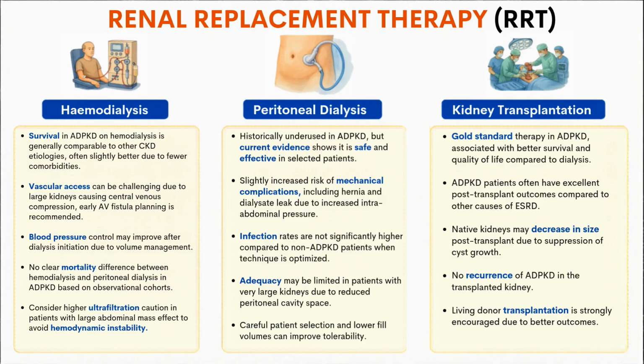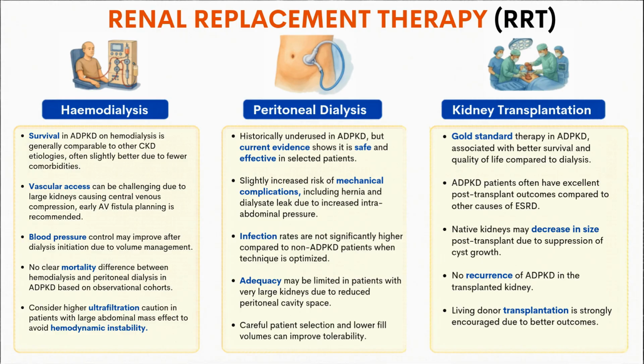Now let's move to renal replacement therapy in ADPKD, and this is where management becomes truly life-defining for our patients. We essentially have three main options: hemodialysis, peritoneal dialysis, and kidney transplantation, each with its own consideration in the context of a larger cystic kidney.